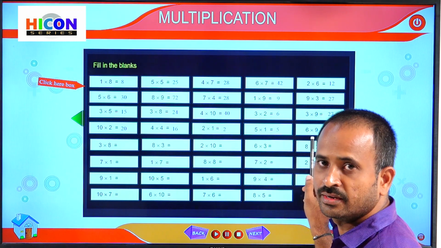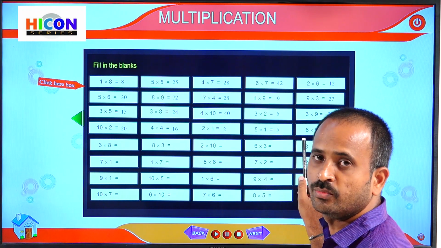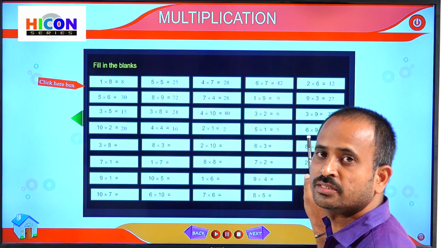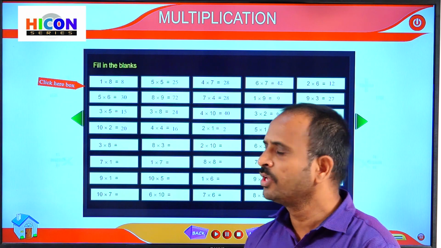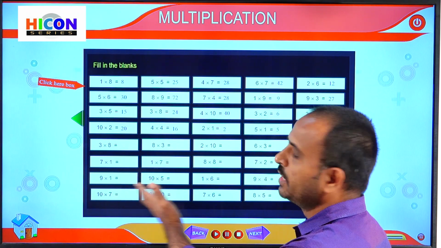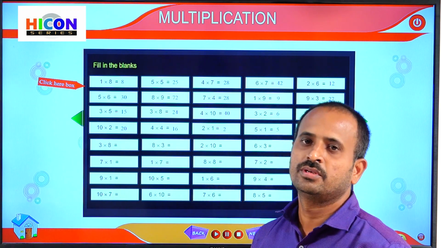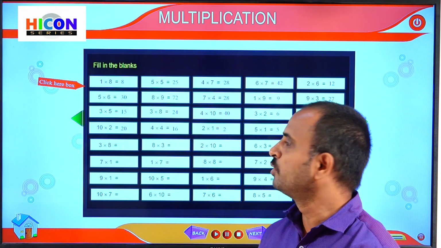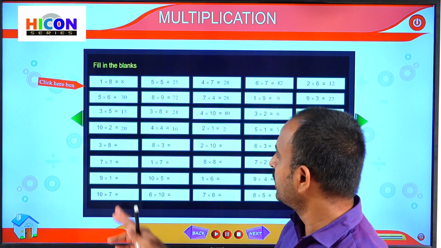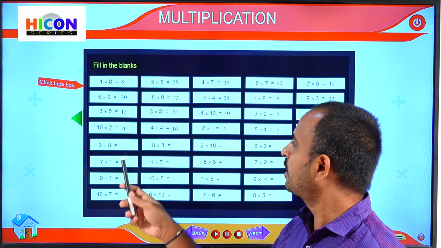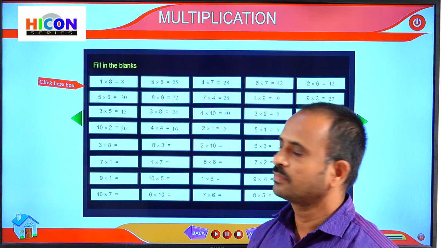6 into 9, that is 6 9 jar. How much? This is the table 9. In the table 9, 6 9 jar, how much? 6 9 jar, 54. So children, in this way, you can practice the remaining multiplication. That means you can fill the remaining blanks by using the tables. So if you get the tables thoroughly, you can write the answers for this multiplication very easily. So practice the remaining multiplications and write the answers at your home.